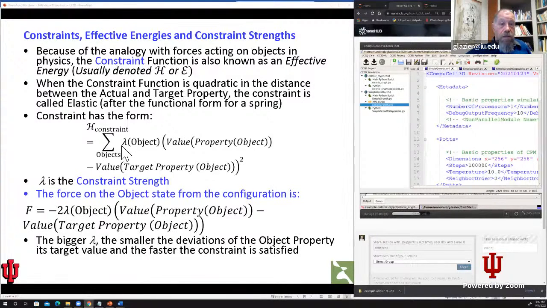This lambda, the strength of that spring constant, tells us how strongly we are going to demand that that constraint is satisfied. Alternatively, we're going to say how expensive it is if we fail to satisfy the constraint. And people who've done machine learning will be very familiar with the idea of having weights for components of the loss function.